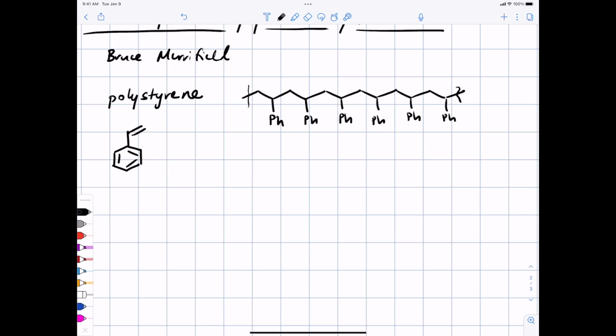And these are, we can highlight in different colors, the individual styrene units of this polymer.